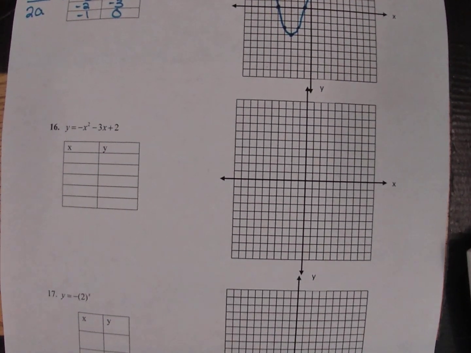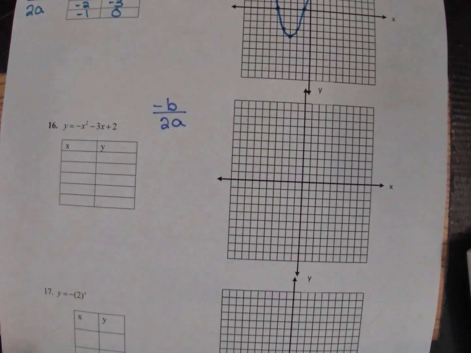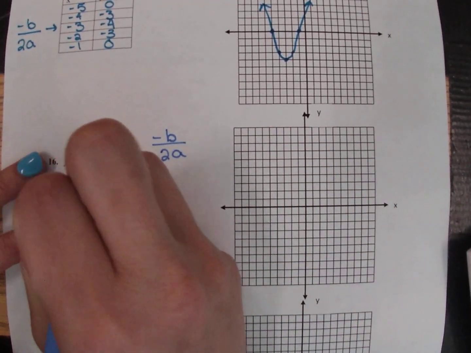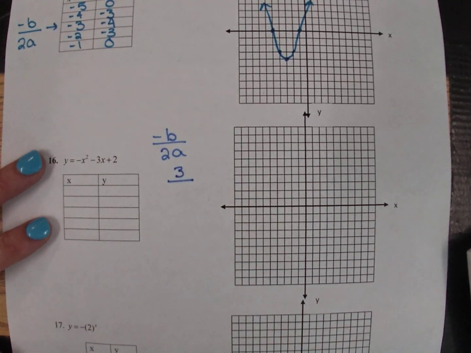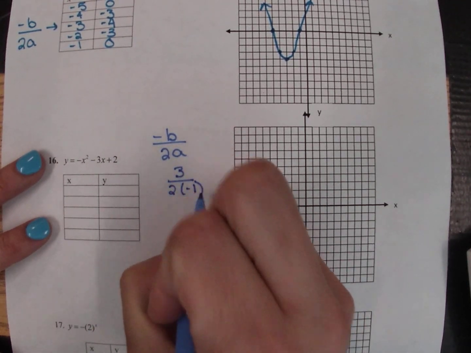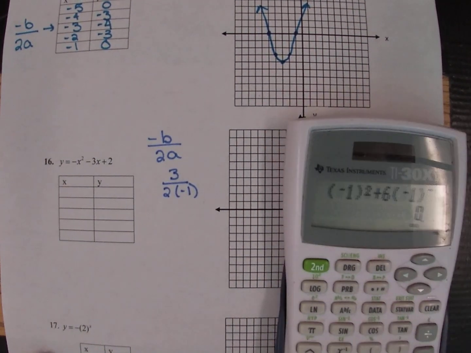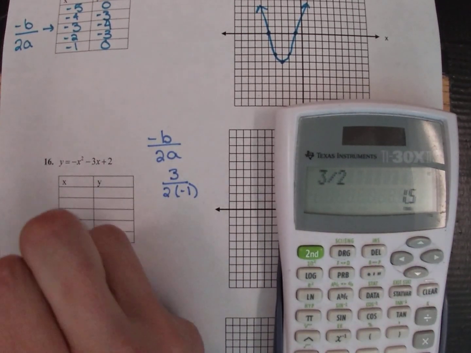Number 16 is the same idea. So we are in standard form, so we need to start by doing negative b over 2a. If you watch this video, I am telling you there will not be one this difficult on your test. Okay, so if we plug this in, b is negative 3. The negative of negative 3 is positive 3 over 2 times a, which is negative 1. So 3 divided by negative 2. If you need to use a calculator, you can. Oh, a negative 2, so it's a negative 1.5.